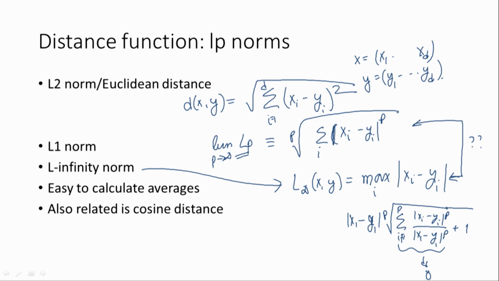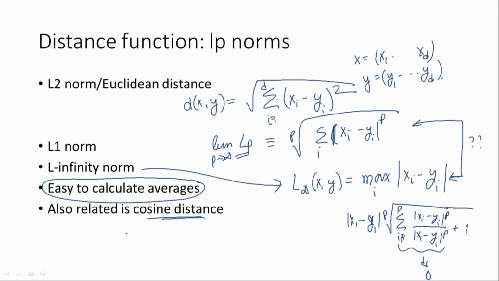Is it easy to calculate averages? Not always. I know for L2 it's easy. For L1, I sort of convinced you that it's the median. I don't know if you're convinced. It certainly took me a long time to convince myself when I saw this. For LP, I don't know. For general p, it's not always easy to find an average.